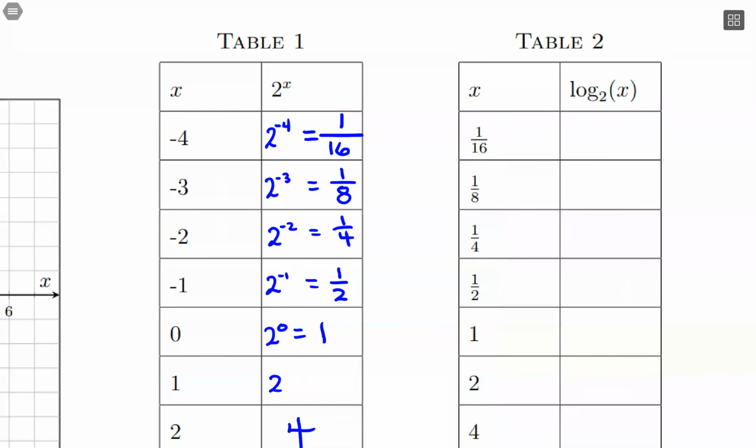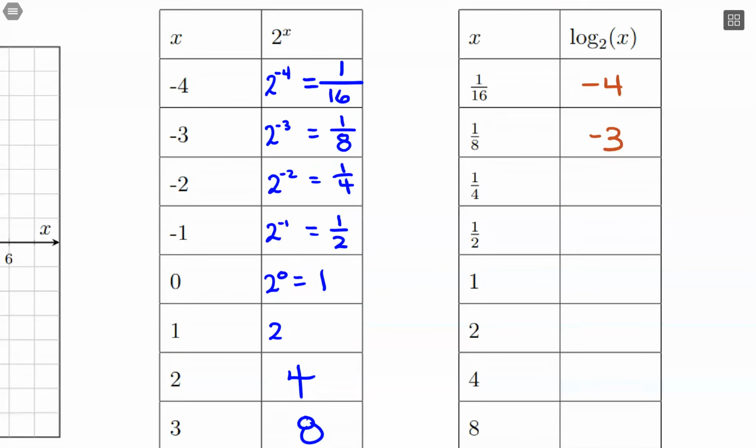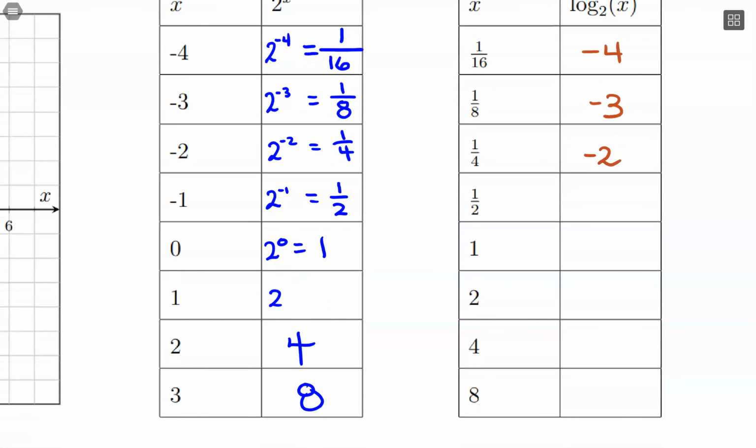So with this first point, we had input of negative 4, output of 1 over 16. Well, now we're going to have input of 1 over 16, output of negative 4. Input of negative 3, output of 1 over 8. Input of 1 over 8, output of negative 3. So we're just flipping the columns of the table. So I can go ahead and fill in the rest, negative 2, negative 1, 0, 1, 2, 3.